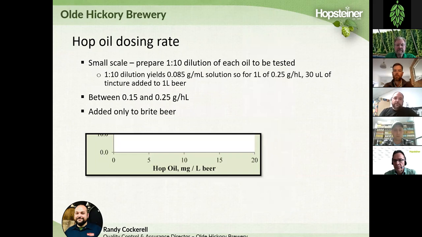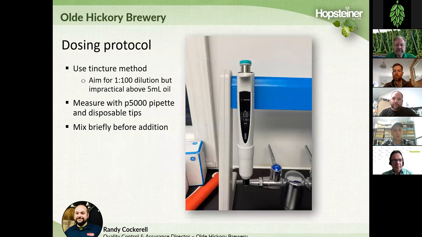As far as dosing rate, to determine that on a small scale, like I was describing with the commercial beer and then finally the Old Hickory brand, we started by making a 1-10 dilution of the hop oil in 95% grain alcohol. The brewmaster liked the idea of using ethanol versus propylene glycol, but it works just fine. Then, of that 1-10 dilution, depending on the rate in grams per hectoliter that you want, you're able to add, and I've got some numbers up here, but the point being the 1-10 dilution, or you can even do a larger dilution, is sufficiently dilute to dose 1 liter of beer using a volume that's reasonably accurate to measure. Those volumes are all measured with micropipettes, the technology of choice for fluid transfer in the lab.